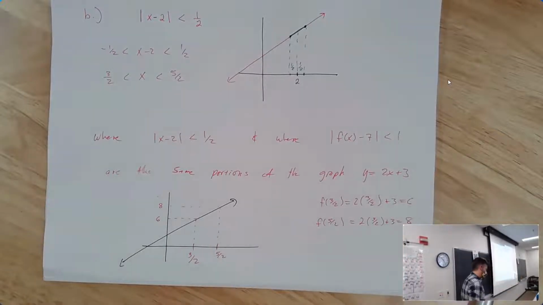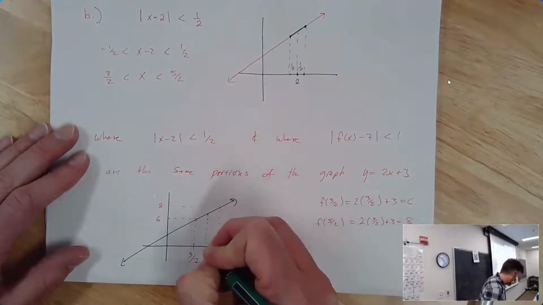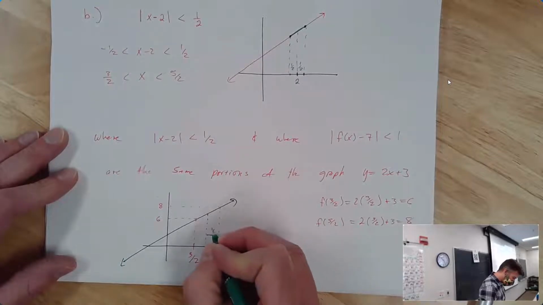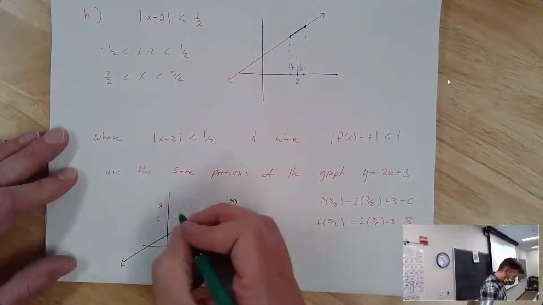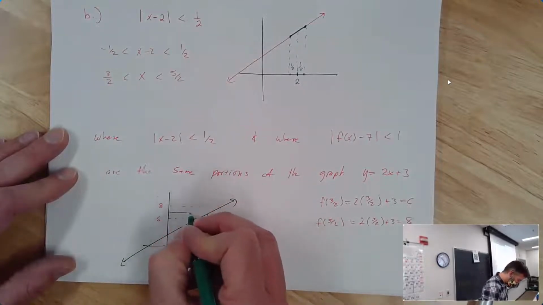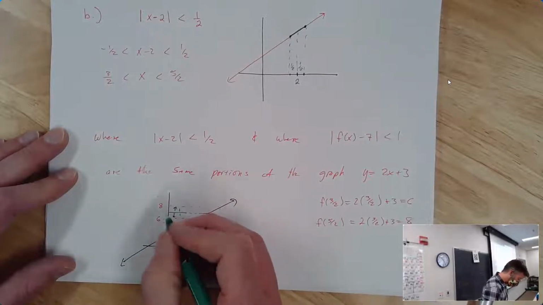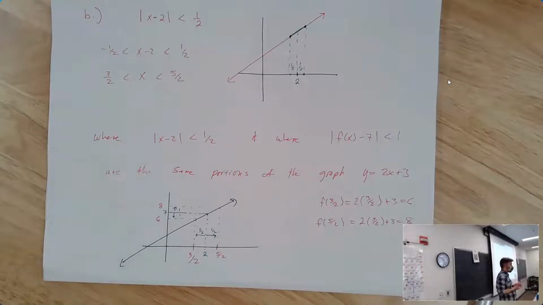So the thing that's really important to see here is that if we're within 1/2 of x equal to 2, our function values are within 1 of the function equal to 6. Sorry, 7, apologies. Let me say that again. If our x values are within 1/2 of 2, our function values are within 1 of 7.